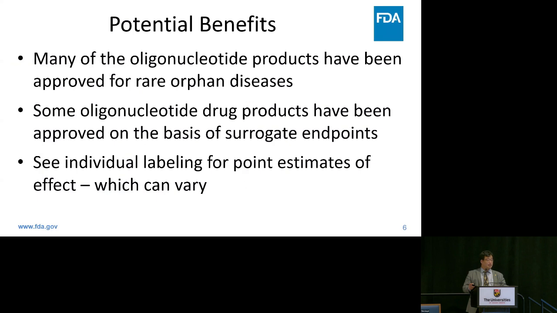Many of these oligo products have been approved for rare orphan diseases. Some of these oligonucleotide drug products have been approved on the basis of surrogate endpoints. And of note, many of these have post-marketing commitments to say, okay, well, you need to study this a little bit more and tell us what the safety and effectiveness is. Do look at the individual labeling, and FDA also has a public list of all the products with post-marketing commitments, some of which are approved under Subpart H, and some of these products make that list.